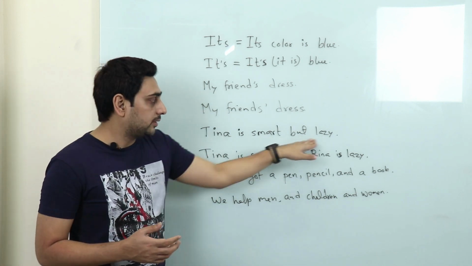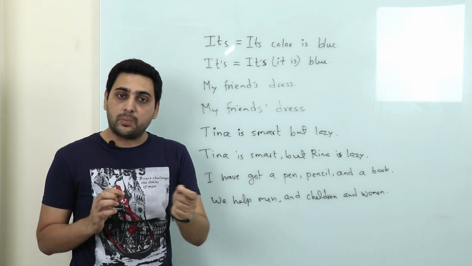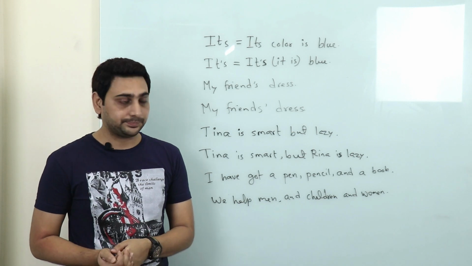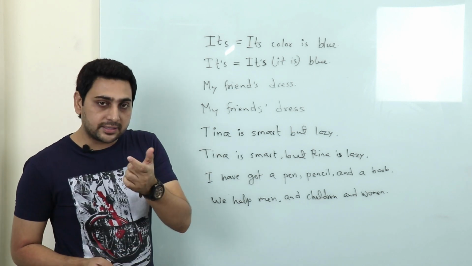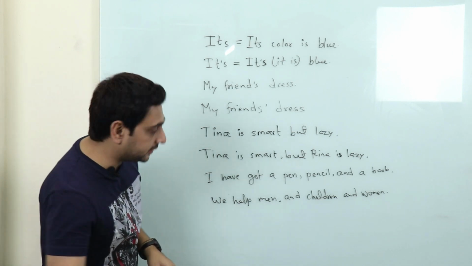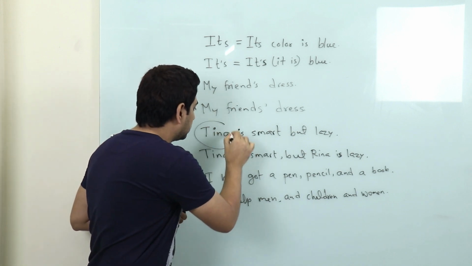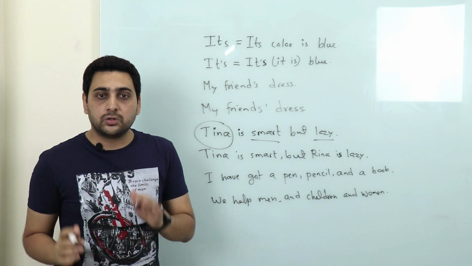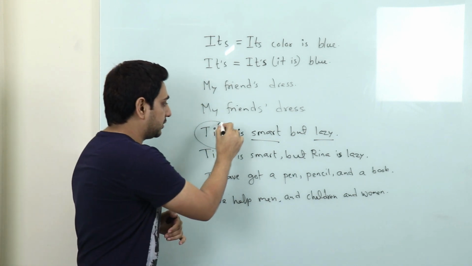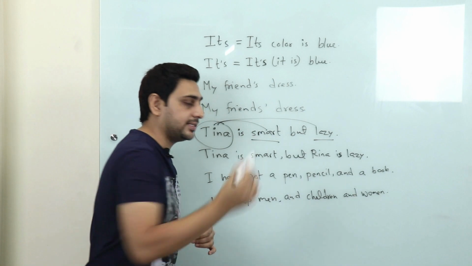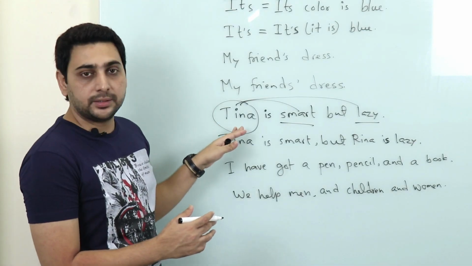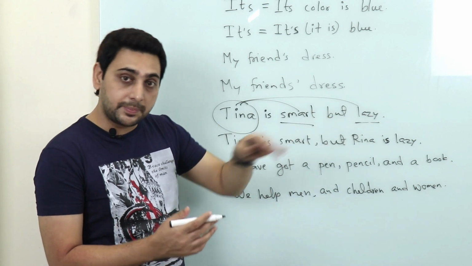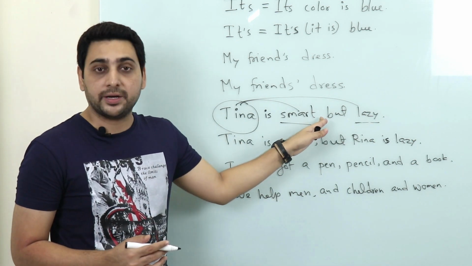For example, sometimes we use a comma before and or but, and sometimes we don't. When? The simple answer is that when you have the same subject here, Tina is smart but lazy. So it's about the same person, same subject. Tina is smart but she is lazy. So Tina is the subject here. The same person is smart yet lazy. It's about the same person, so we don't need to put any comma here.